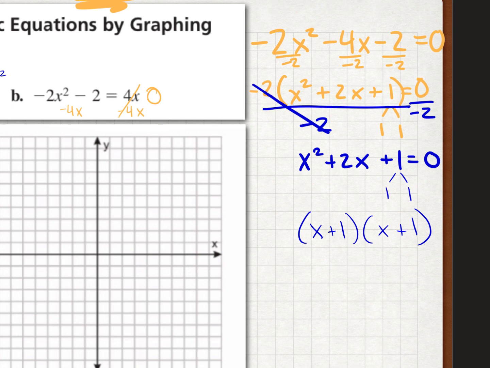When I find the solutions here, when I'm solving, I set it equal to 0. So I just set each parentheses equal to 0. x plus 1 is equal to 0, and x plus 1 is equal to 0. I'm going to subtract 1 on both sides, so x is equal to -1, and x is equal to -1. So these are my two answers.